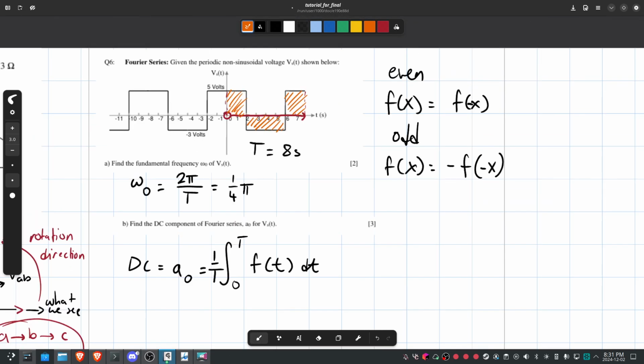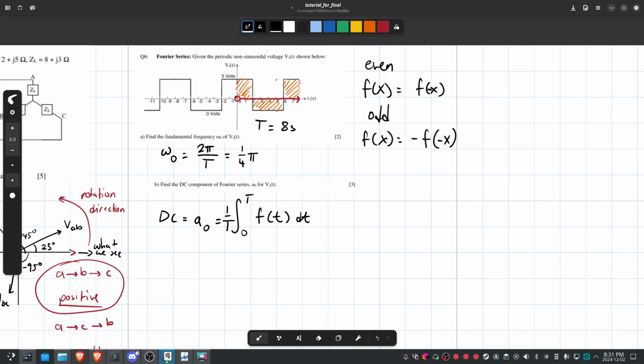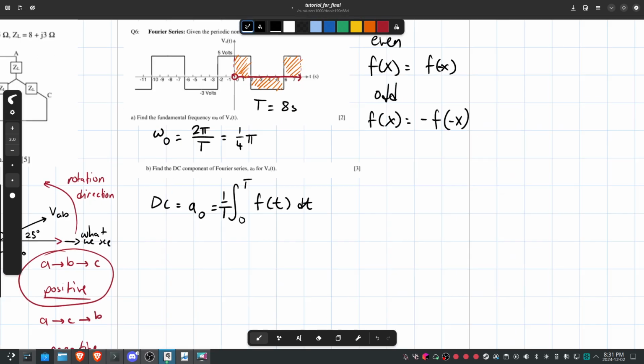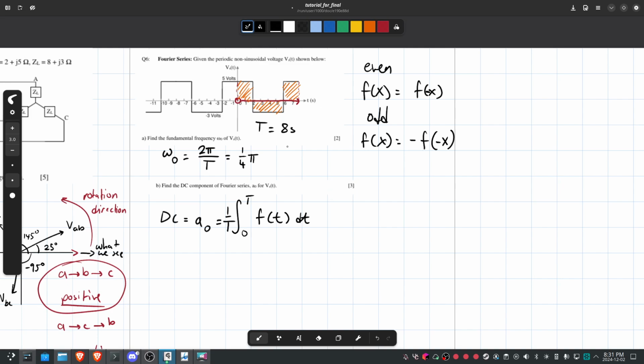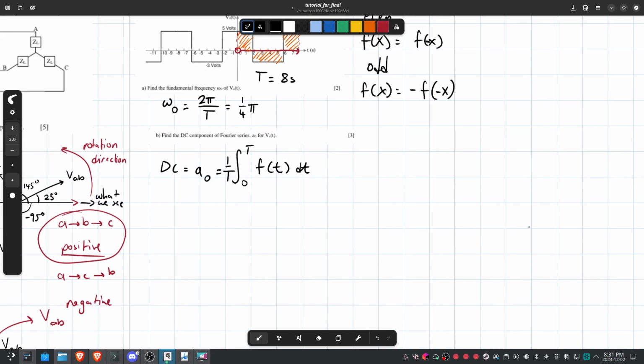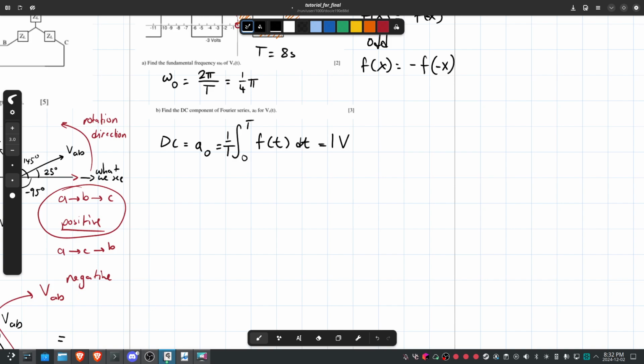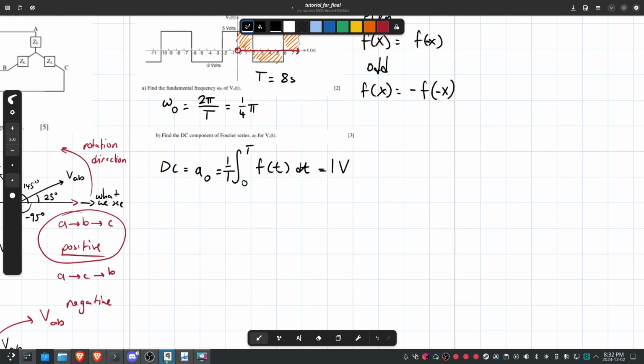So you just take the area here, and the area here is going to be 8. Now 1 over T is going to be 1 over 8, so this comes out to 1 volt. All right, so there's the DC. The area is 8, so this is going to be 1 over 8 times 8, which is equal to 1.